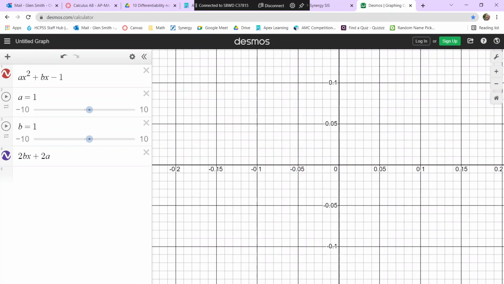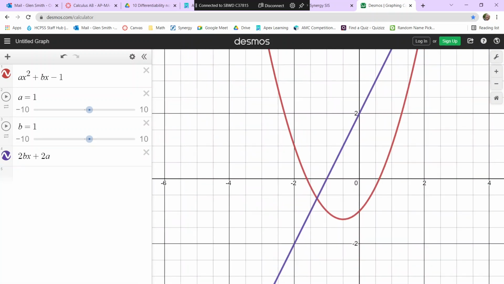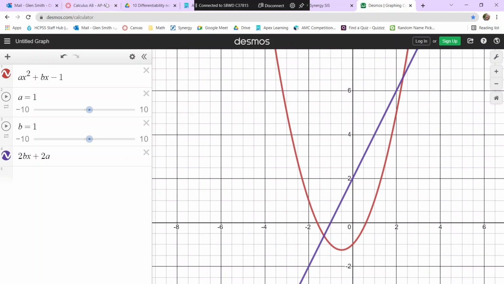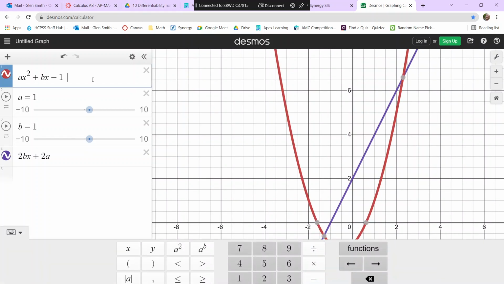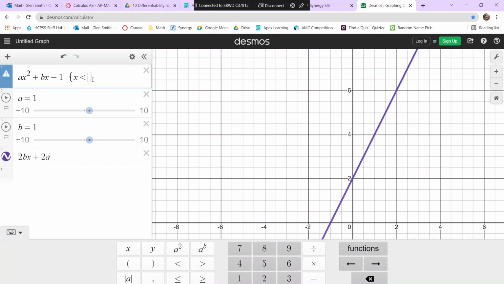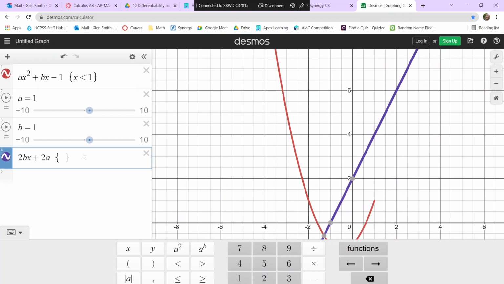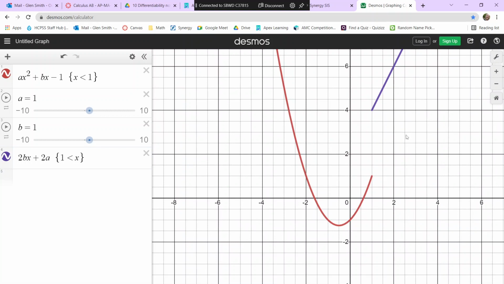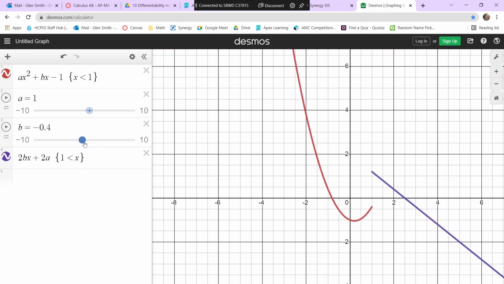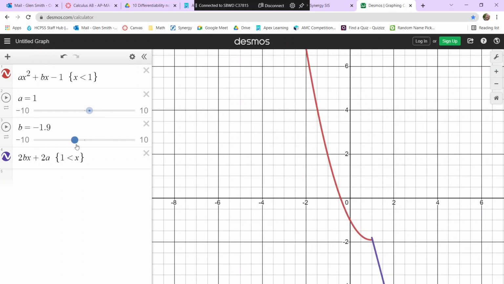I'm zoomed in super far. That's what that looks like. However, this first piece is only defined for x less than 1. And this piece is only defined for x greater than 1. You see my two pieces? Do they meet each other? No, that's when a and b are both 1. You see my sliders over here? They're both 1. But if I slide b around a little bit, I can make them meet. There you go. They meet down there, right?